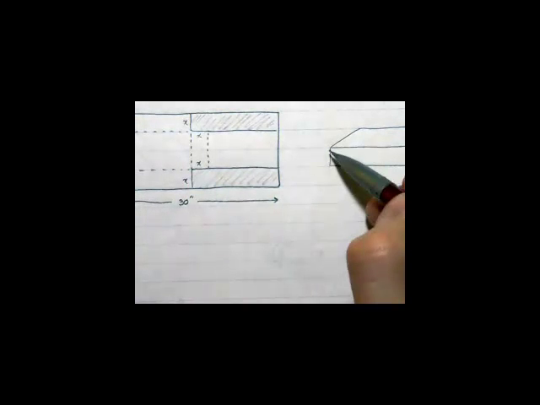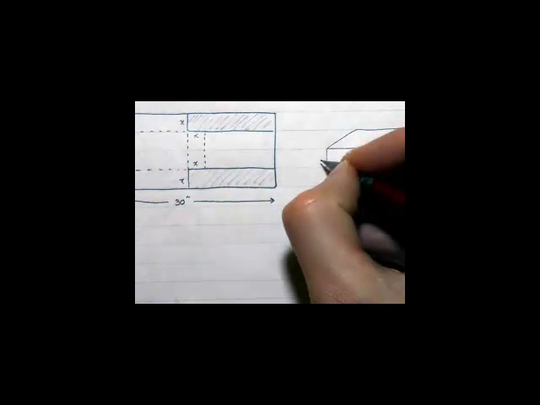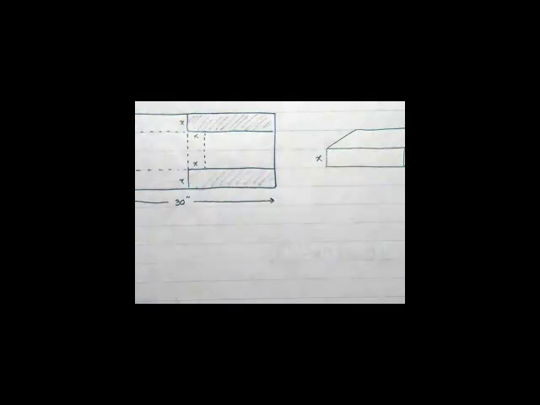So first of all, the height of this box would be what? Think about all those little flaps you're folding up. What's the height of the box? X. Good. It has a height of X.